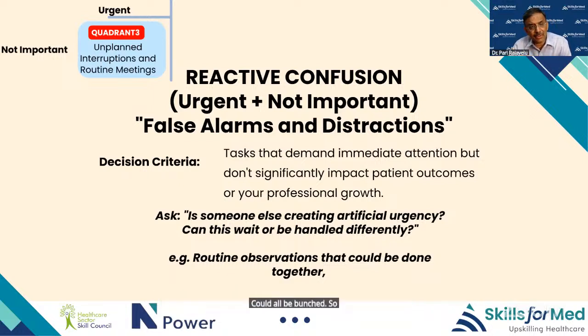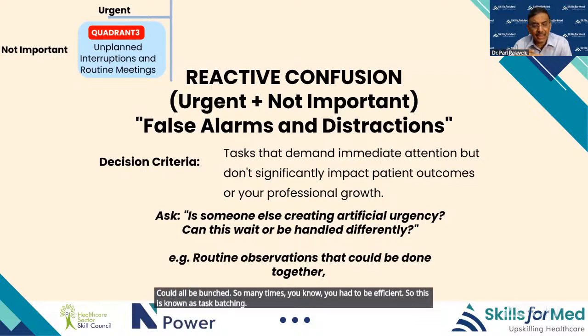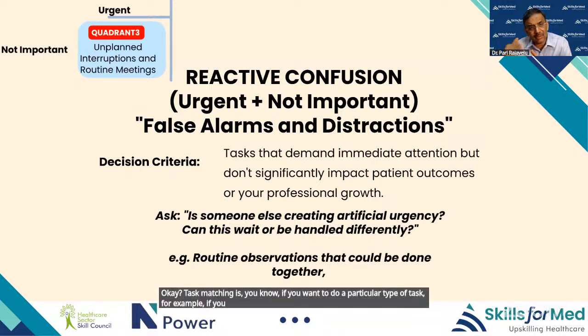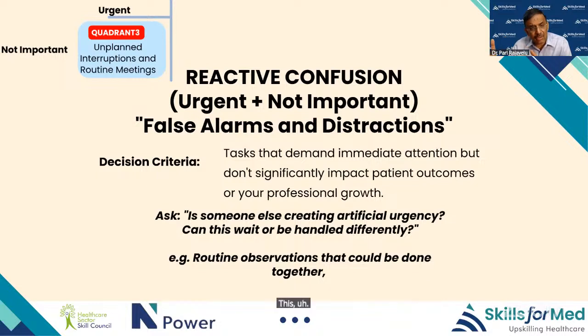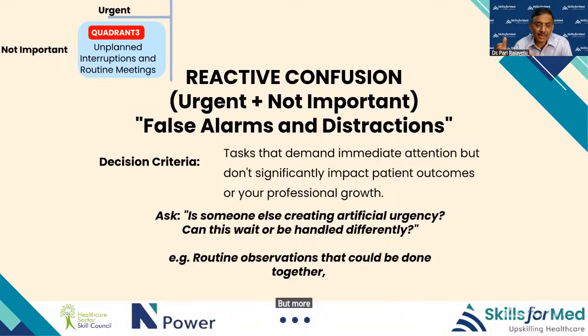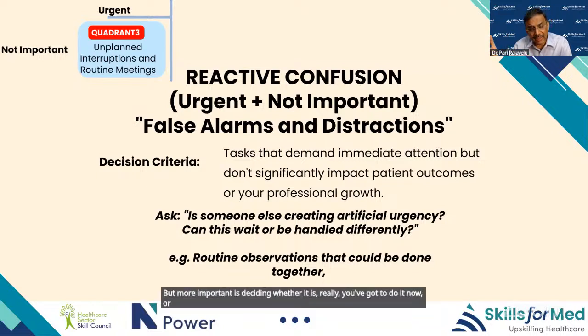So many times you have to be efficient. This is known as task batching. Task batching is, if you want to do a particular type of task together, for example, that is why medicine rounds and vitals rounds are done by nursing. So you batch all this. Similarly, you can on an individual basis also batch tasks together to do them more efficiently. But more important is deciding whether you really have to do it now or can it wait.